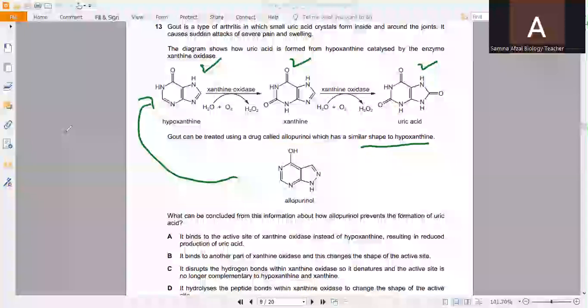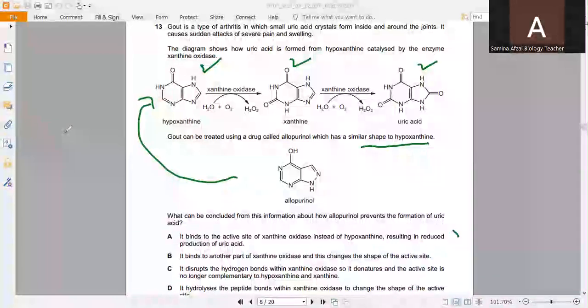So when it binds with the active site, instead of formation of hypoxanthine, there will be no formation of uric acid. So it will help to reduce the formation of uric acid in this case. According to this, we have to find out which one is the correct statement, or the correct option here. It binds to the active site of xanthine oxidase instead of hypoxanthine, resulting in reduced production of uric acid.